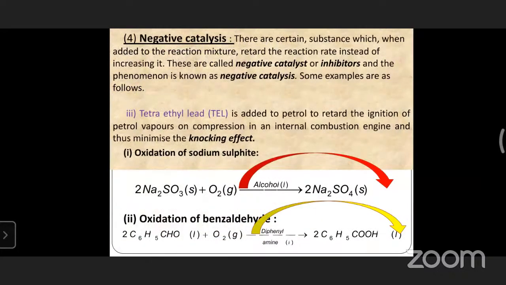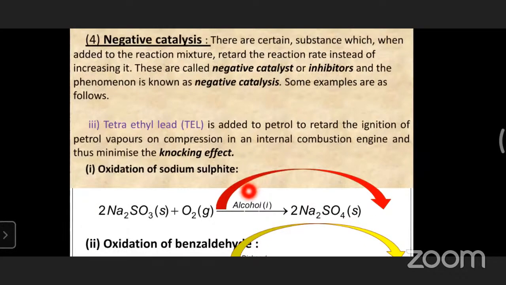Positive means that if the rate of the reaction is accelerated, that type of catalysis is called positive catalysis. Negative means that if the rate of the reaction is retarded, decreased, reduced, or stopped, such words we use here. There are certain substances, like alcohol here, which when added to the reaction mixture retard the reaction rate instead of increasing it. Instead of increasing, it is stopping, that means it reduces. This type of catalysis process is called negative catalysis, the catalyst involved in that reaction is called a negative catalyst, and the phenomenon is known as negative catalysis. Some examples we are going to discuss here.